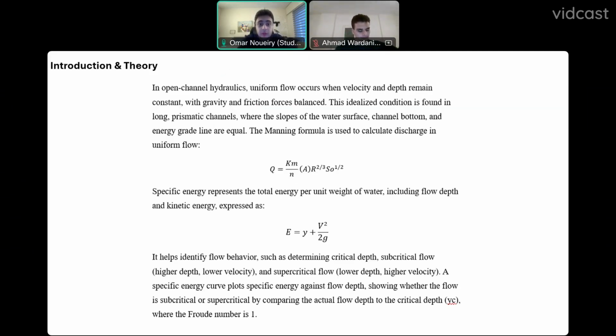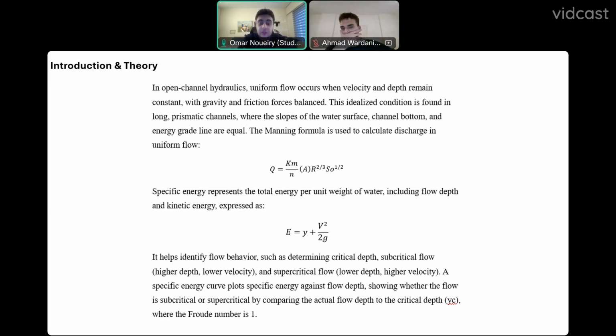We will start briefly with an introduction and theory about open channels. In open channel hydraulics, uniform flow occurs when the velocity and depth remain constant, with gravity and friction forces balanced. This idealized condition is found in long prismatic channels where the slopes of the water surface, the channel bottom, and the energy grade line are equal.